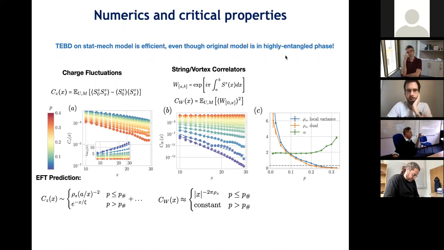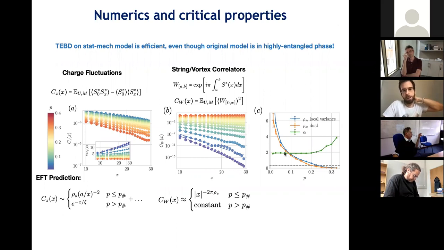And here are some results, and I'll end my talk with this. You can look at charge-charge fluctuations. Here I'm using spins, but you can think of it as a particle number correlation or S^z-S^z correlation, for different measurement rates. This is plotted in log-log. What we predict from the field theory is that this would go as 1 over x squared below the KT transition, but above the KT transition, it should decay exponentially. And you can just fit a power law, this is the green line here.